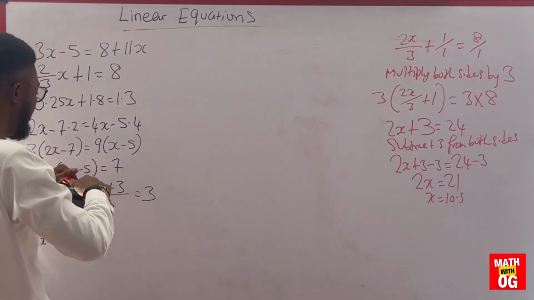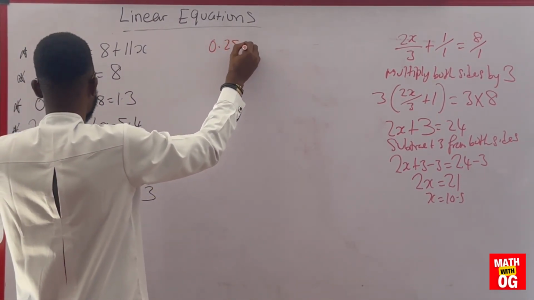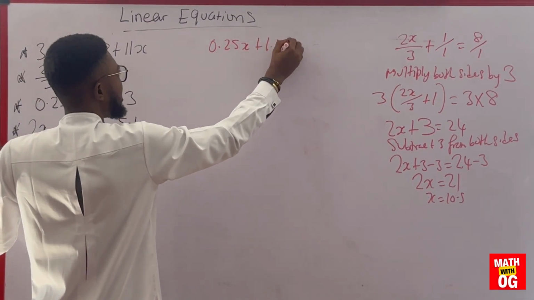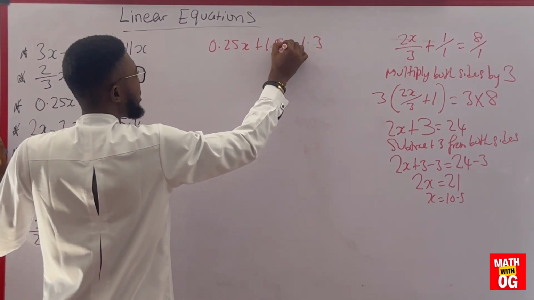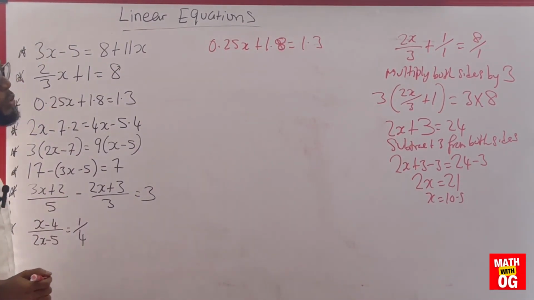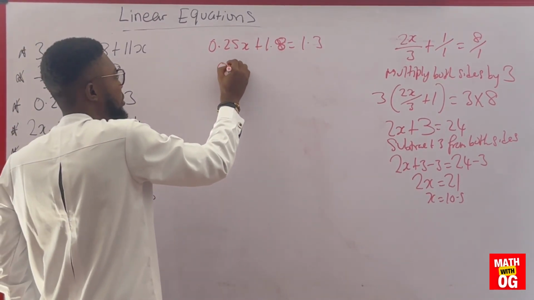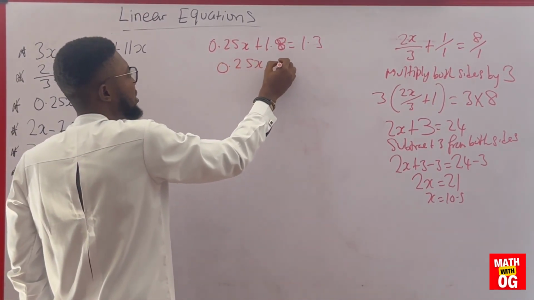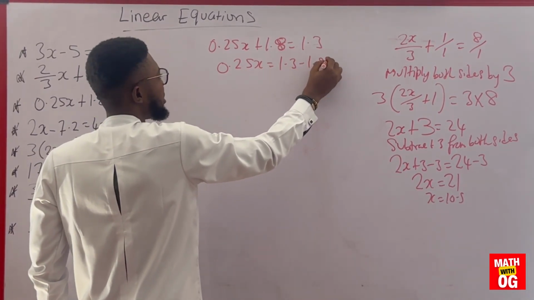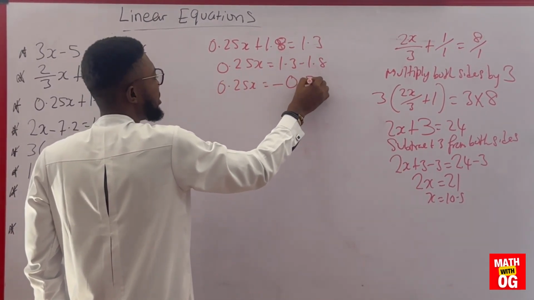Next question, we are given 0.25x plus 1.8 is equal to 1.3. Now, first thing first, collect like terms. So let's subtract 1.8 from both sides. On the left hand side, I'll be having 0.25x is equal to 1.3 minus 1.8. 0.25x is equal to negative 0.5.